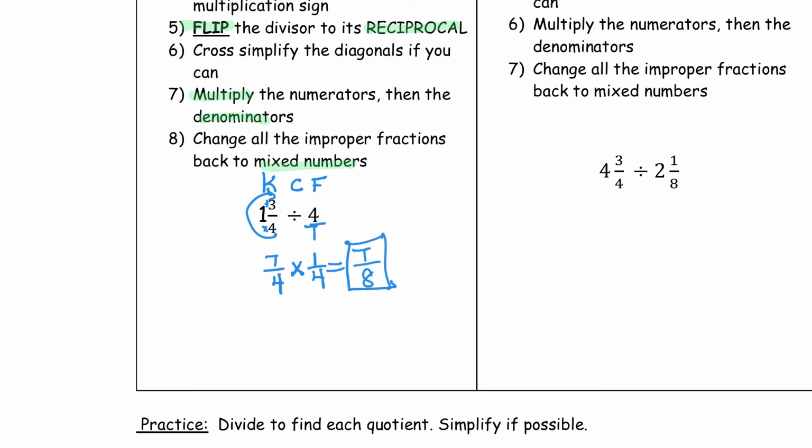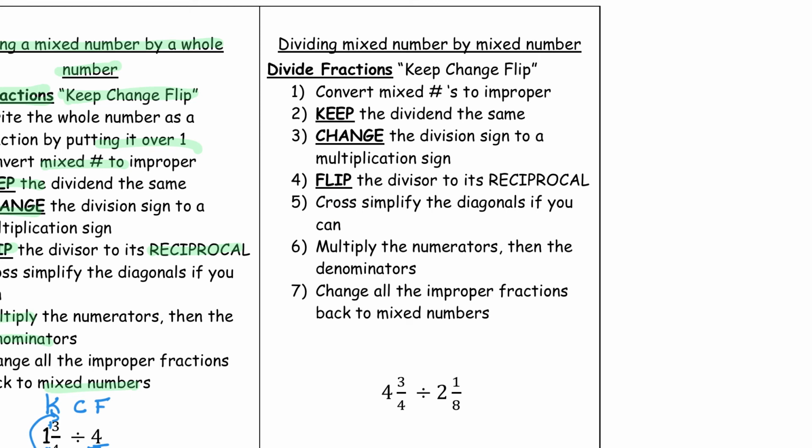Okay? Let's look at the last category, and then you're going to be doing some independent practice. The last type of problem you'll encounter is dividing mixed numbers by mixed numbers. Again, dividing fractions, keep, change, flip. So the first thing you're going to do is convert or change your mixed numbers to improper fractions. Keep the dividend the same, change the division sign to multiplication, and flip the divisor to its reciprocal. Cross-simplify the diagonals if you can, multiply the numerators, then the denominators, change all the improper back to mixed numbers.